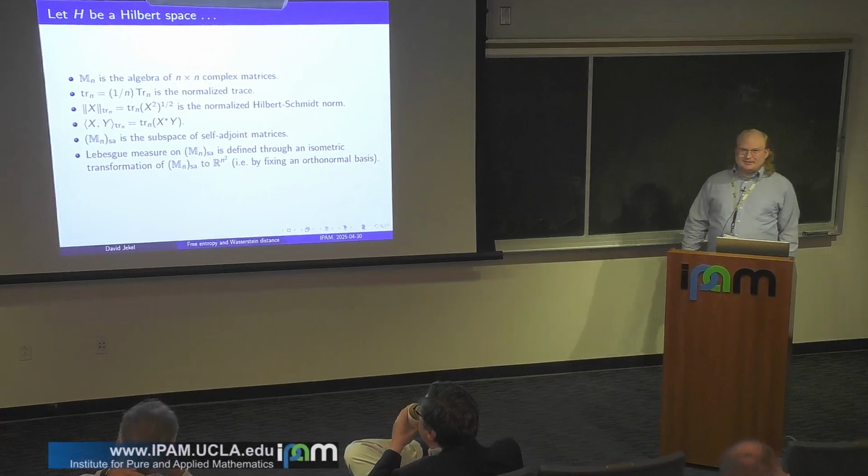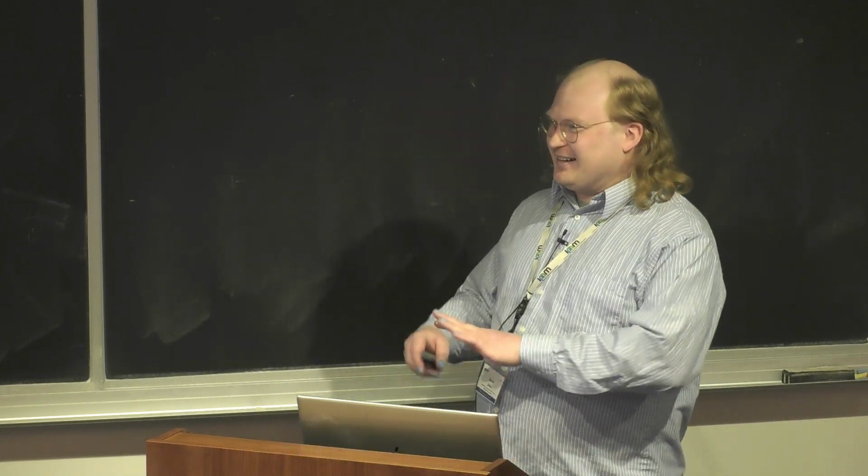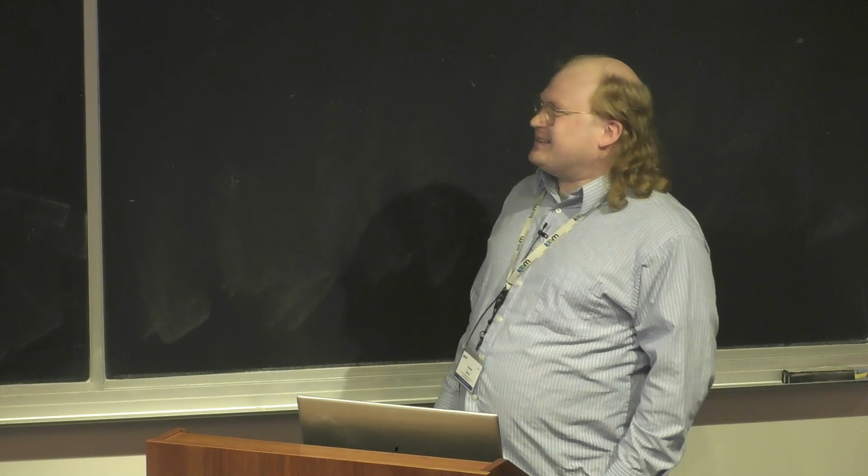So let H be a Hilbert space, as we saw on Monday. This is just a slide of notation, right? So I'm going to write blackboard bold MN for complex matrices, because I don't want to write C for the complex numbers everywhere. It takes too much space.